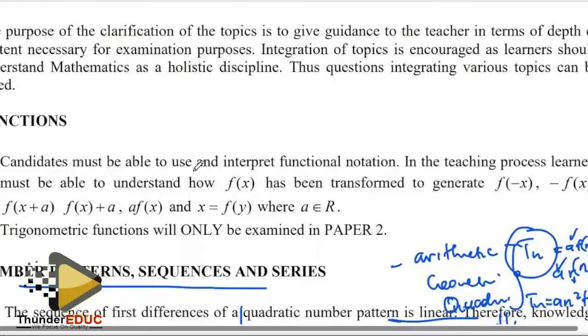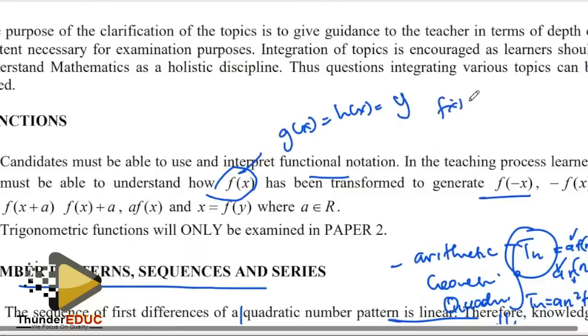We need to know and use and interpret the functional notation. When teaching the process, people must know how f of x will be transformed. Remember we said f of x will be the same as g of x, the same as h of x, the same as y itself. So when you have f of x, but then it has turned out to be f of negative x, this is a reflection about the y-axis. Then if it is in this format where it's negative f of x, it's a reflection about the x-axis.